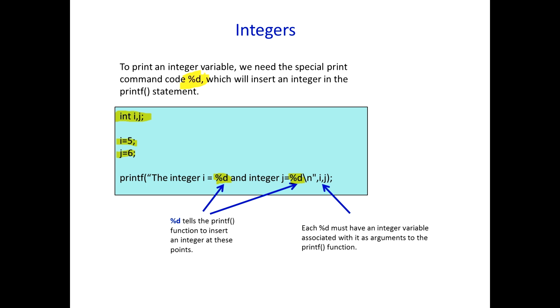Well, what integers? %d is going to be associated with the first argument, so the first command code gets associated with the first argument here. The second command code gets associated with the second argument here, which is j. So %d tells where to insert these integers, and then we have to have the variables that will get inserted in that printf statement. So when we run this, it will say the integer i equals, in this case, 5, and the integer j will be, in this case, 6.